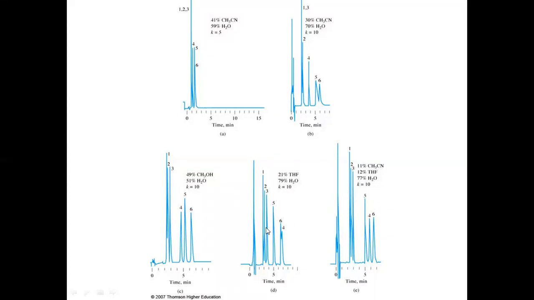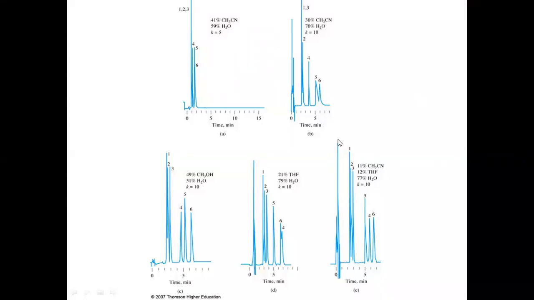In the fourth chromatogram, the overlapping is more because only a mobile phase of THF and water was used. But here, the mixture of acetonitrile, tetrahydrofuran and water is used as a mobile phase, and by using this particular mobile phase, we have succeeded in separating all those six compounds.